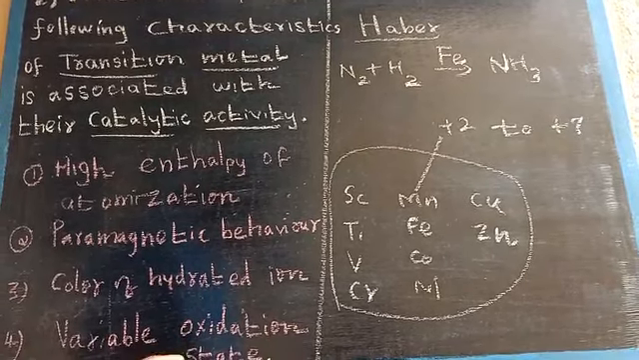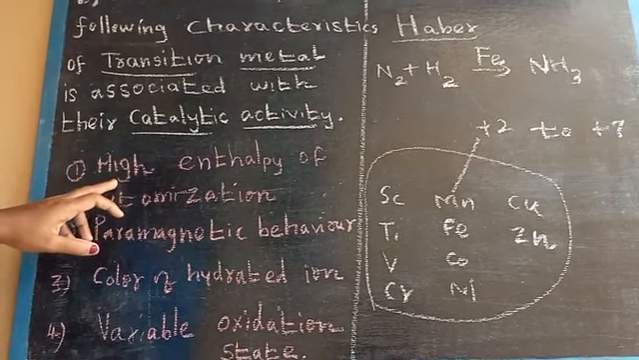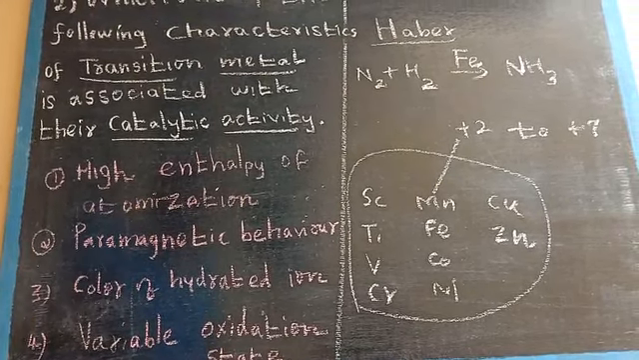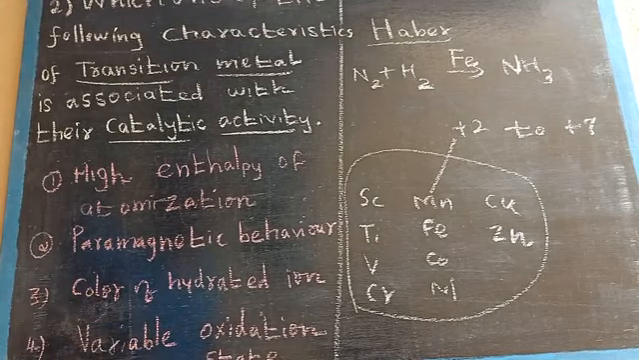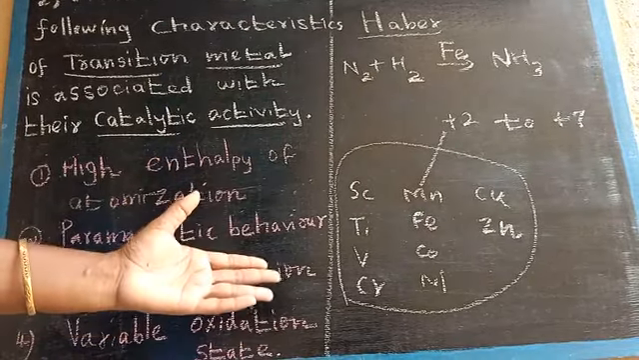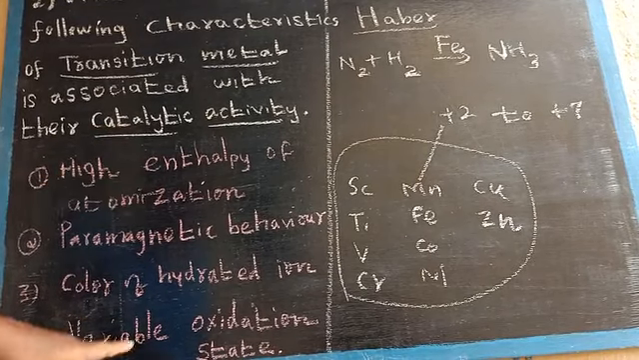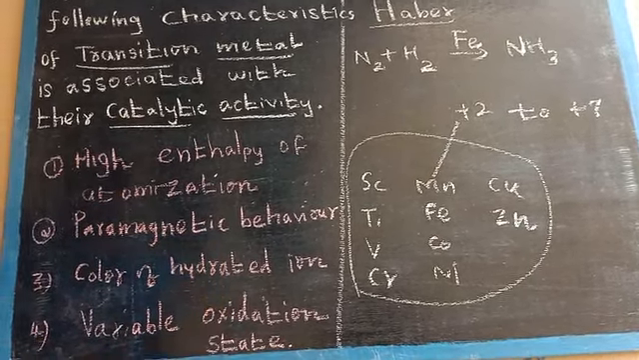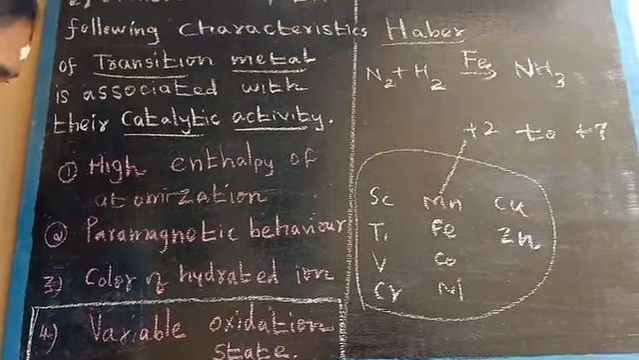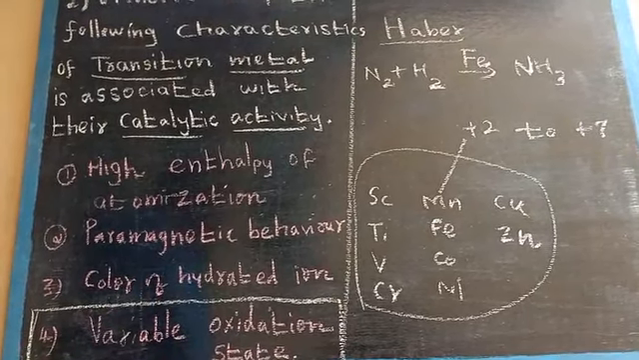Now here are the 4 options. See which one is relevant to the question. Option A: high enthalpy of atomization, paramagnetic behavior, color of hydrated ion, and variable oxidation state. So now we come to the conclusion: catalytic activity is due to the variable oxidation state. So the correct statement is variable oxidation state.